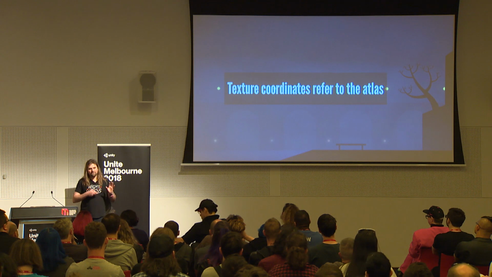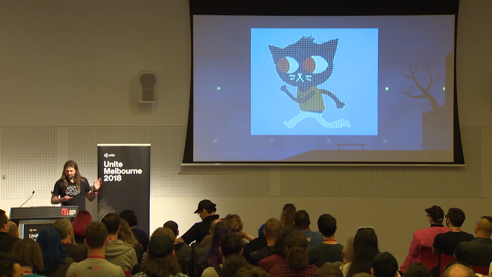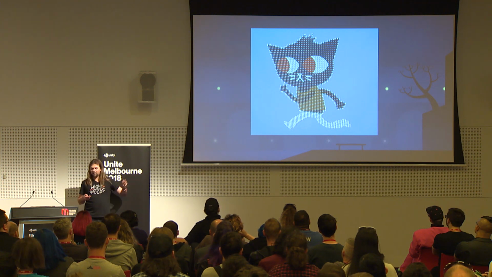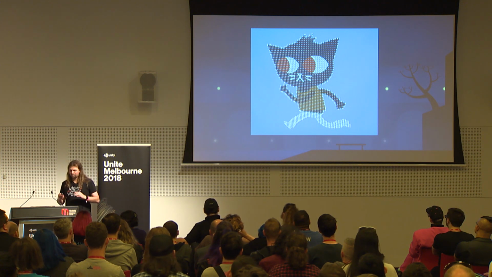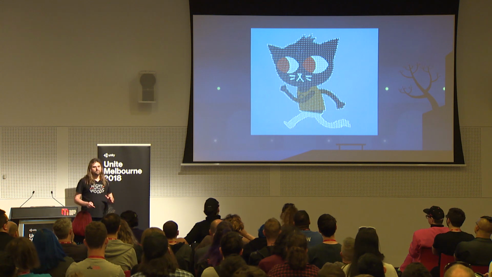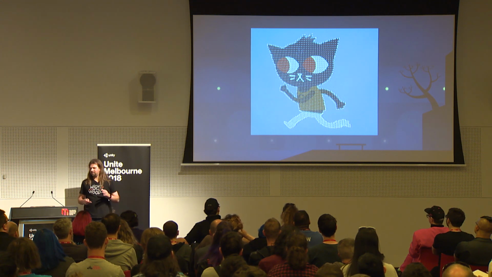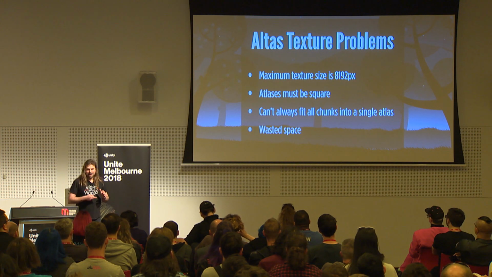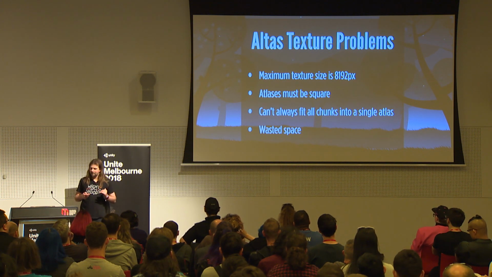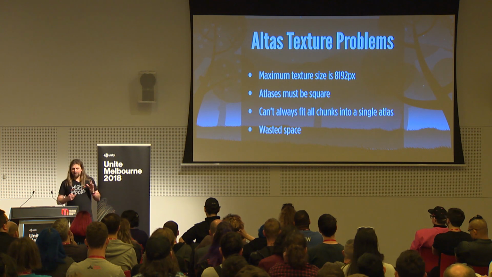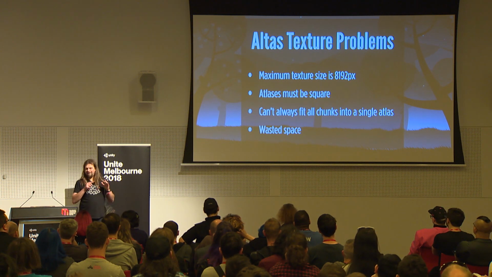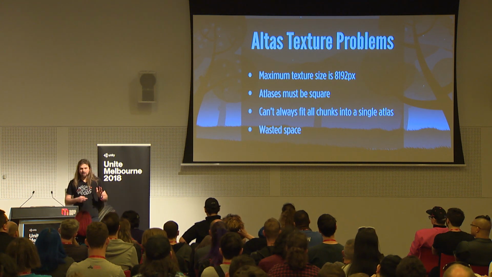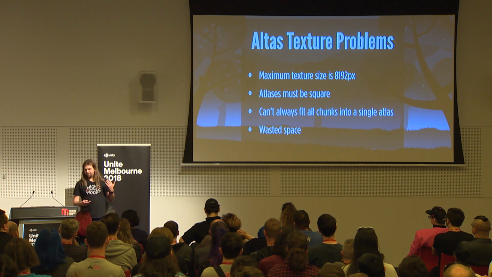We actually make use of texture arrays. I'll mention that in a second here. So this is a picture of what May actually looks like in the game now. This is actually a picture of one of the meshes of one of her frames. Now, I mentioned before that we have some limitations on atlas size. The maximum texture size available on an iOS device is 8192 pixels squared. Atlases must be squared, and we can't always fit every single chunk from an image or an image sequence into a single atlas. And also, we'll end up with wasted space as well.